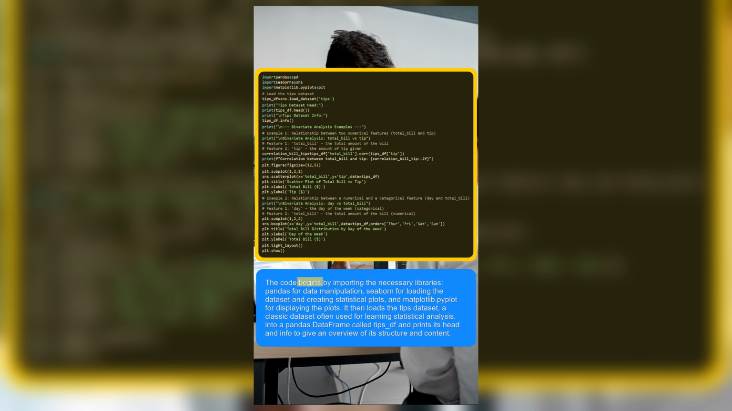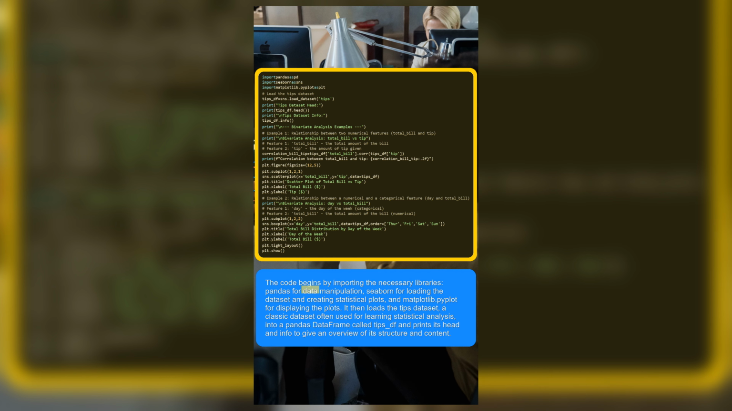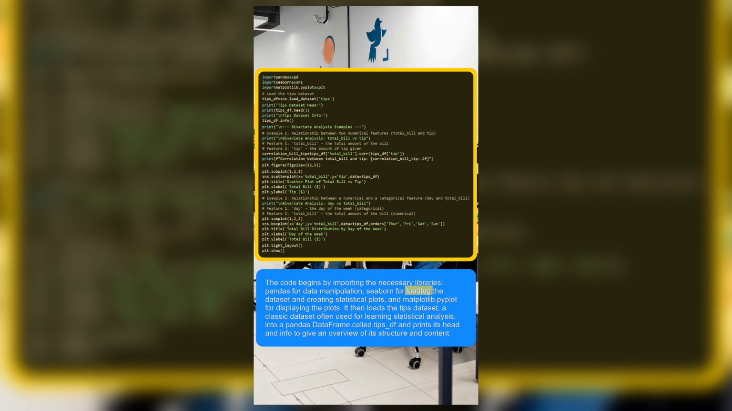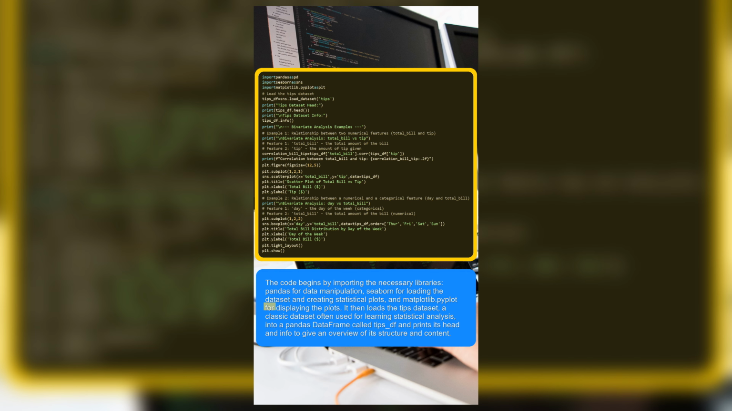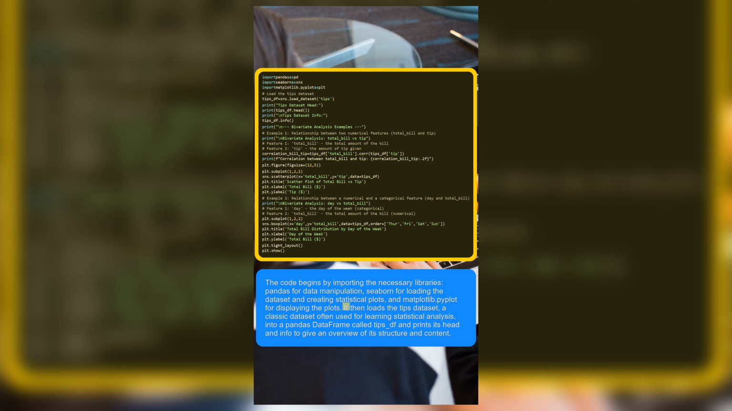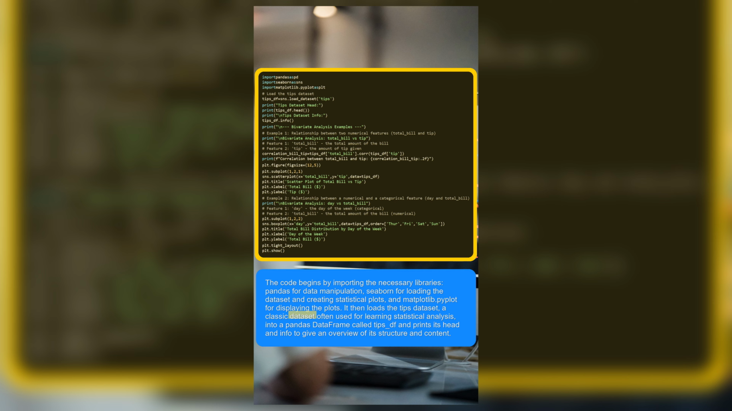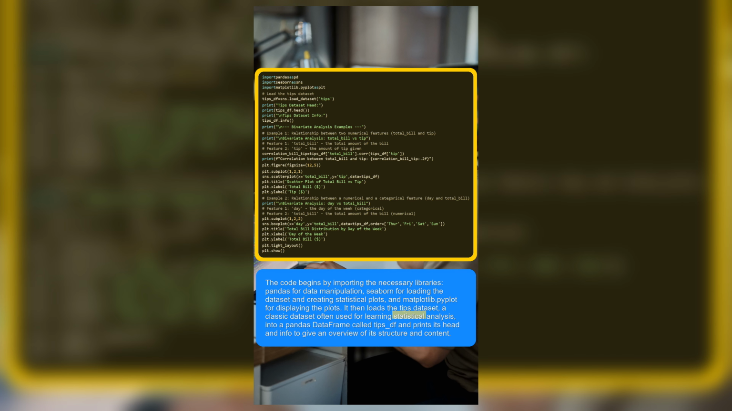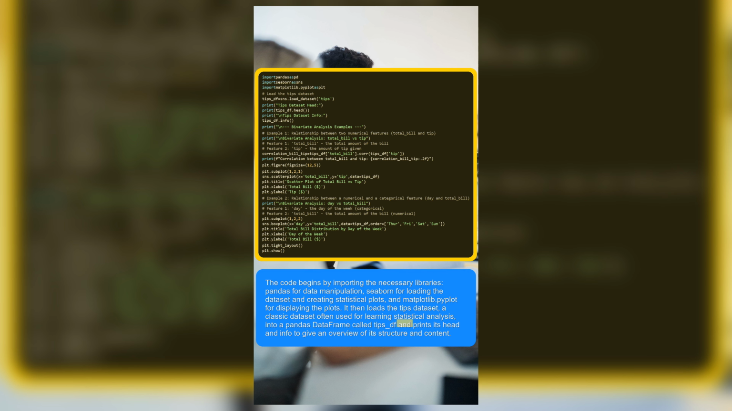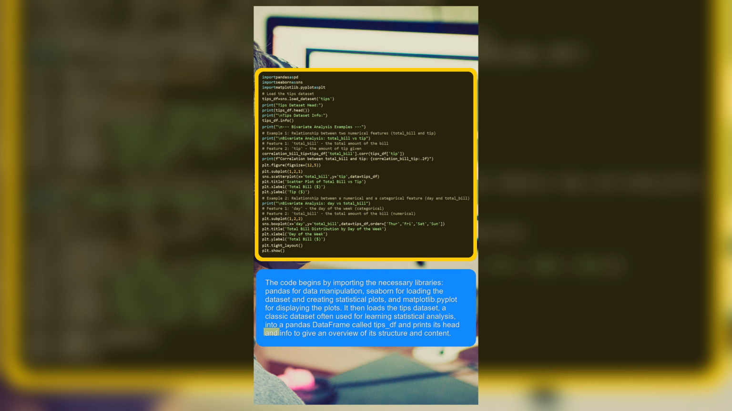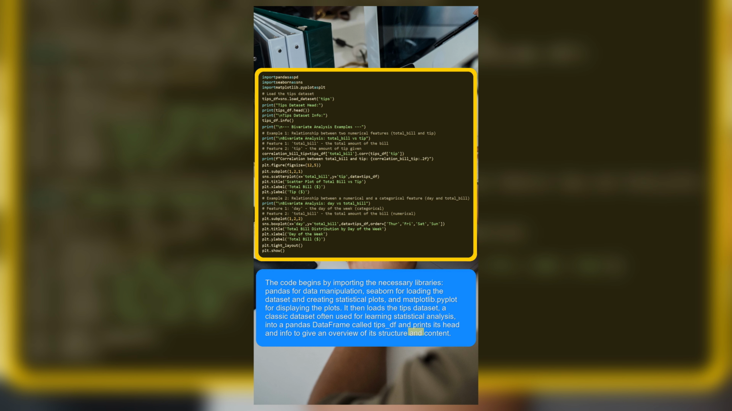The code begins by importing the necessary libraries: pandas for data manipulation, Seaborn for loading the dataset and creating statistical plots, and matplotlib.pyplot for displaying the plots. It then loads the tips dataset, a classic dataset often used for learning statistical analysis, into a pandas DataFrame called tips_df and prints its head and info to give an overview of its structure and content.